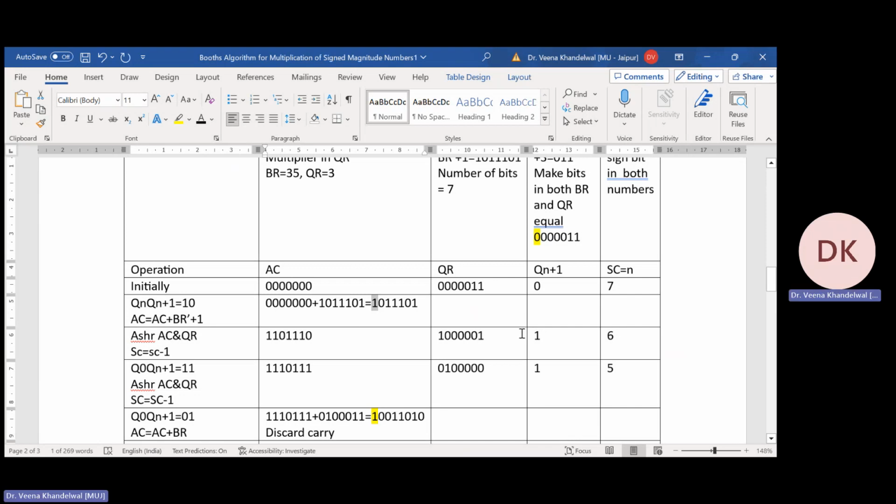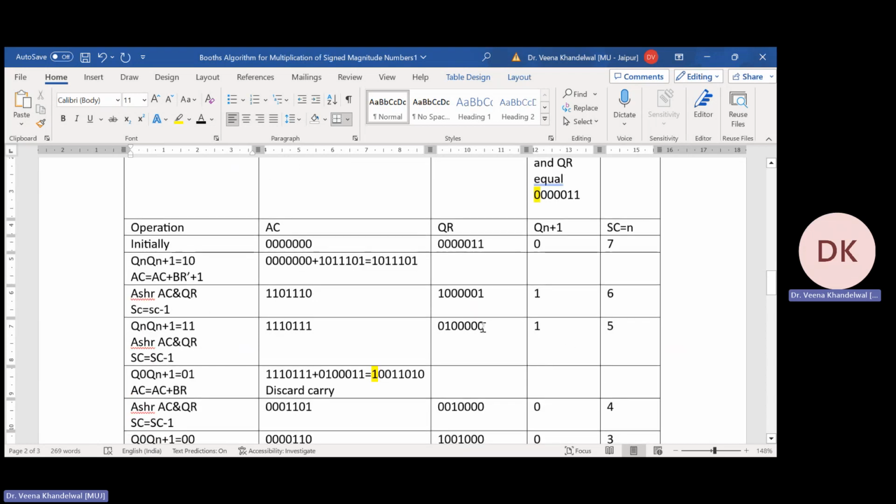Once again, we check the value of Qn and Qn plus 1. And here once again it is 1 and 1. We once again perform the arithmetic shift right of AC and QR. This one is repeated once again. This 0 goes here and this one goes here, and we decrement the count.